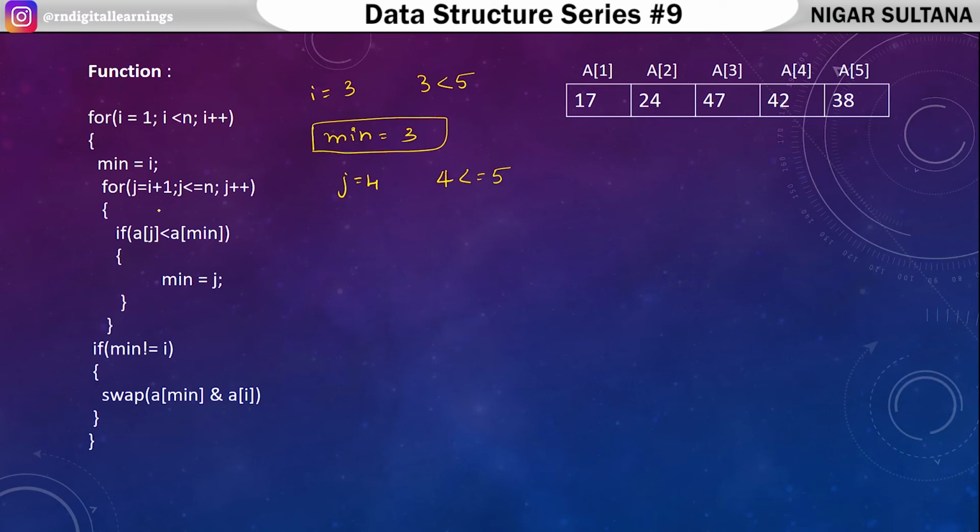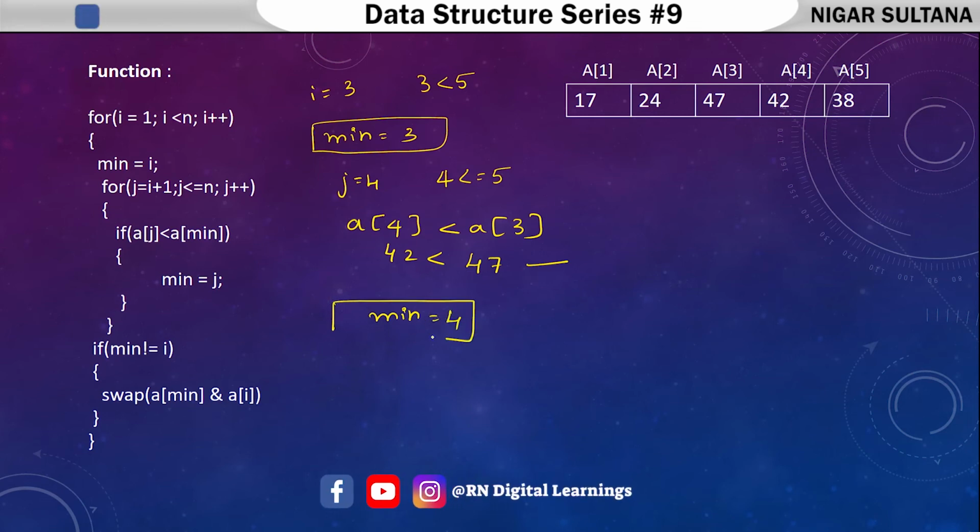Yes, it is true. If A of j, that is A of 4, lesser than A of min. Min value is 3 now. A of 4 is holding 42. Lesser than A of 3, which is 47. Yes, it is true. When it is true, initialize the value of min with j. What is the j value? 4. Now your min value has been changed to 4 from 3. Increment j. J will be incremented to 5.